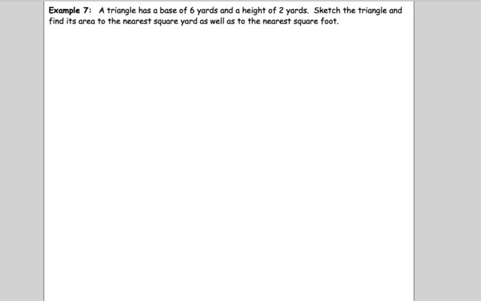And then example 7 is another triangle. So triangle with base of 6 and height of 2. So sketching out a triangle, any kind of triangle. Base of 6, and these are yards. 6 yards for the base, 2 yards for the height. Sketch the triangle and find its area to the nearest square yard as well as nearest square foot. So I'm going to work this with yards and with feet.